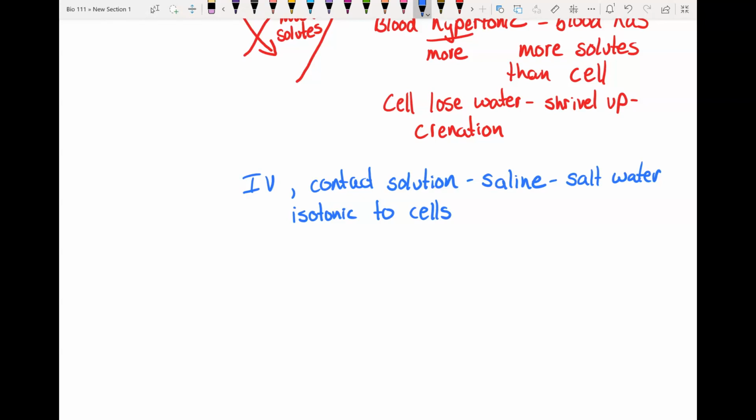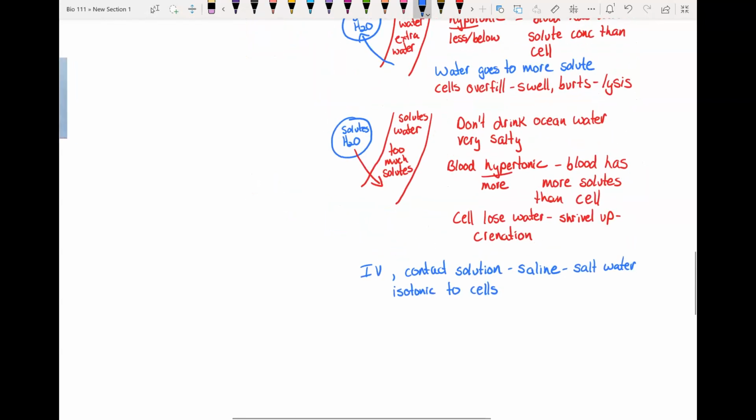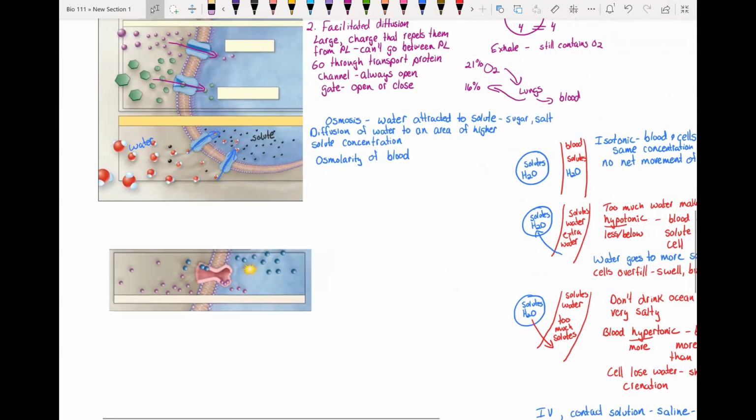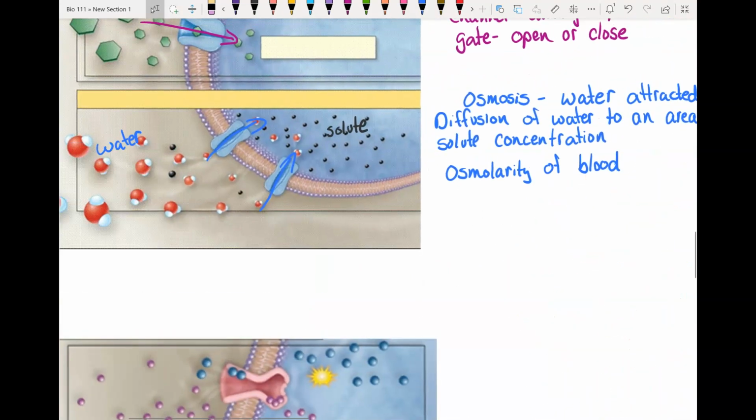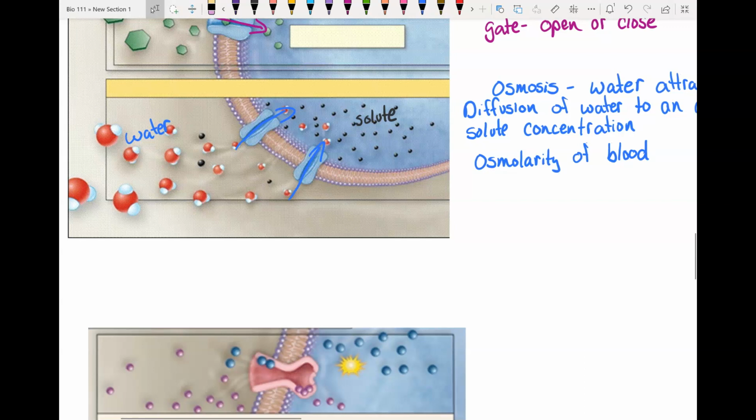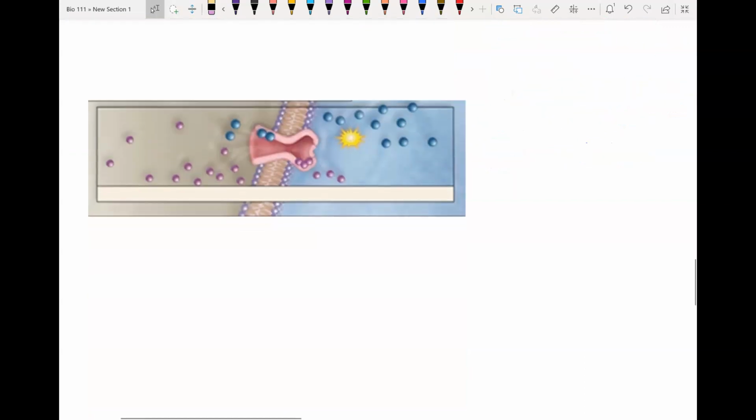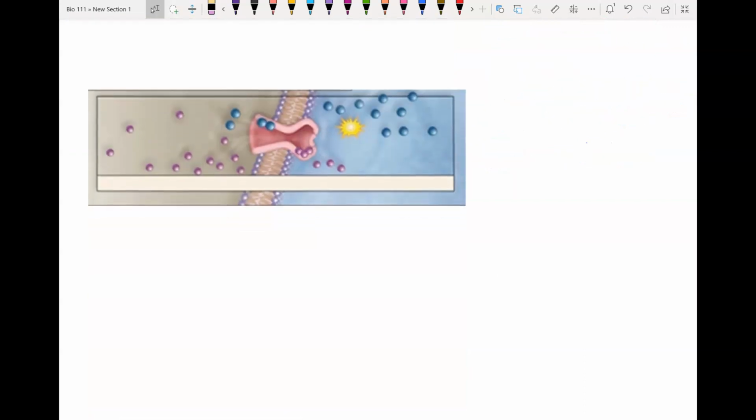The same with putting fluid in your eyes. Contact solution has direct contact with the cells of your eyes, and you want that to be isotonic so that you don't damage the cells of your eyes. All right, so that is osmosis, and osmosis is very important in the body. Let's move on now to active transport.